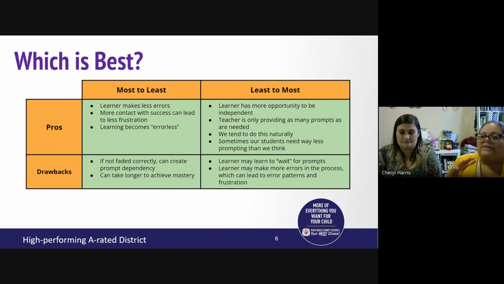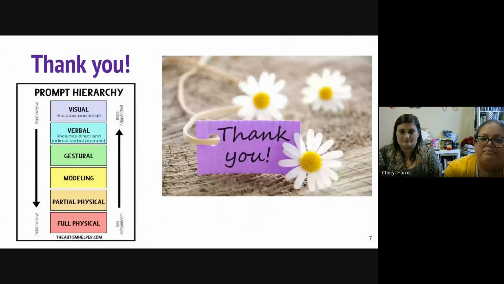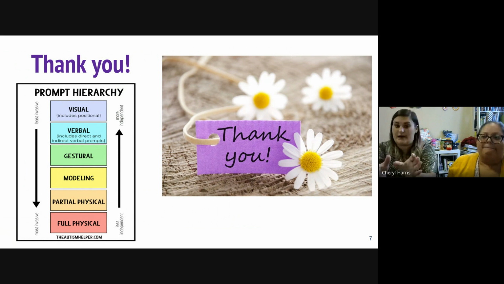So we really need to find a balance in this, but understanding the prompt hierarchy is really a good first step forward. Beautiful prompt hierarchy reminder. Yes, moving from full physical, which would be moving our students, to partial physical, modeling, so showing our students how to do it, so maybe showing them how to hang the backpack, a gestural prompt, so maybe using our hands to show them how to do it, a verbal prompt, so, hang up your backpack, and then a visual prompt would be showing them a visual of someone hanging up their backpack.